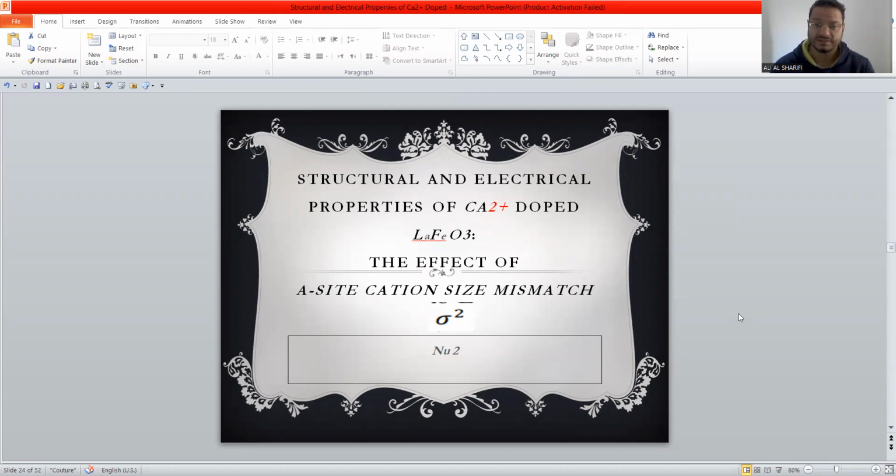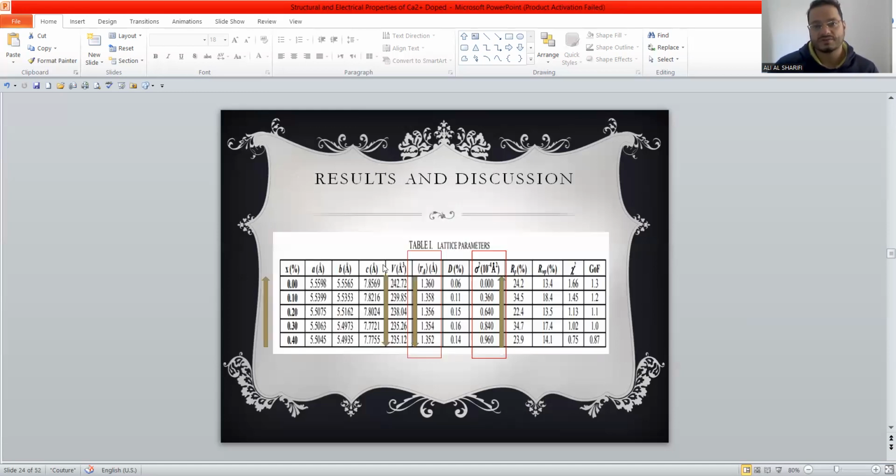The article's name is Structure and Electrical Properties of Calcium 2+ doped lanthanum iron O3, the effect of the A-site cation size mismatch, and how we can prove these numbers. I'm talking about the column, the mismatch, the square mismatch size, the activation energy, and the volume. We will try to note which one will increase, which one will decrease, and the effect of each on the other, something like this.